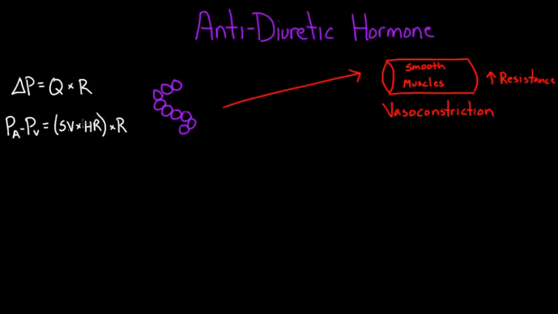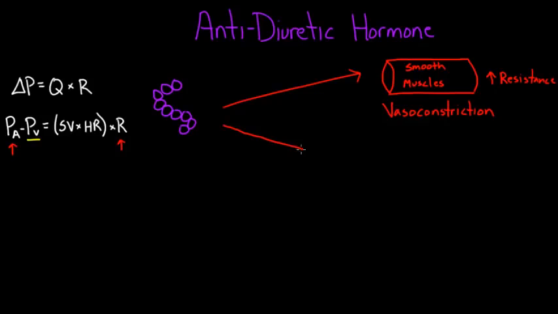So if you look at this, and if we assume for the moment that the venous pressure is basically unchanged, then anything that increases the resistance over here is going to increase our pressure over here. So in this case, if ADH is able to cause constriction of the blood vessels and increase resistance, our pressure would go up as well. So that's one of the things that it does.